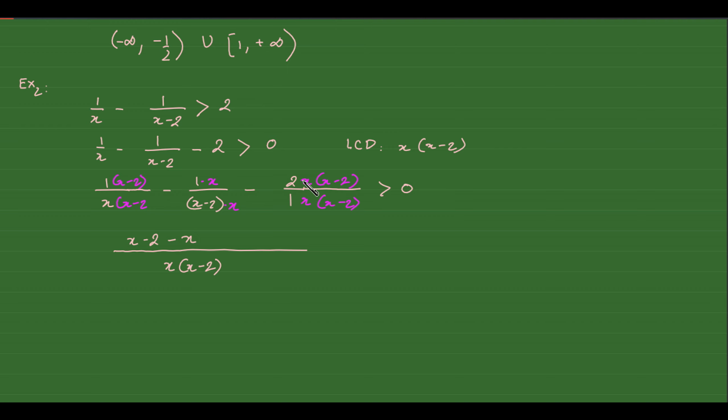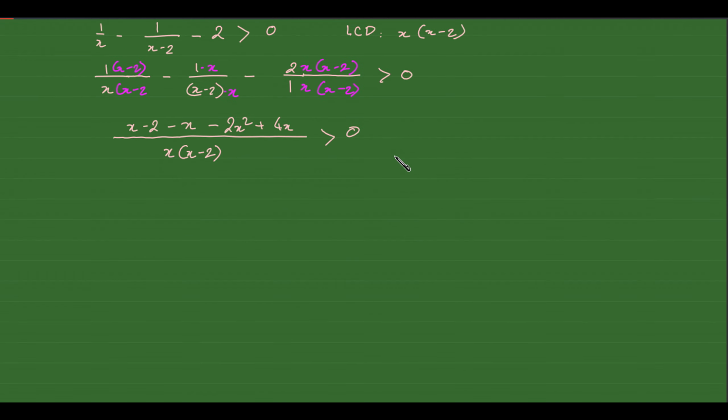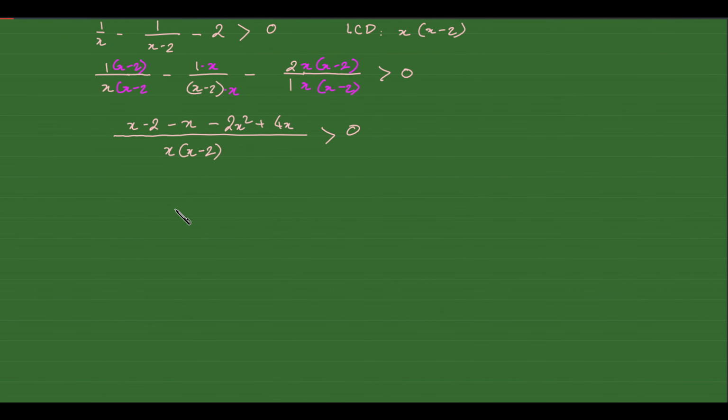Plus, so what does distribute mean? For the distribution, everything will be minus 2x squared, right? x times x squared, and plus 4x greater than 0. Okay. Now we can combine like terms. So x and x over here cancel out. So you have negative 2x squared plus 4x minus 2 over x minus 2 greater than 0.